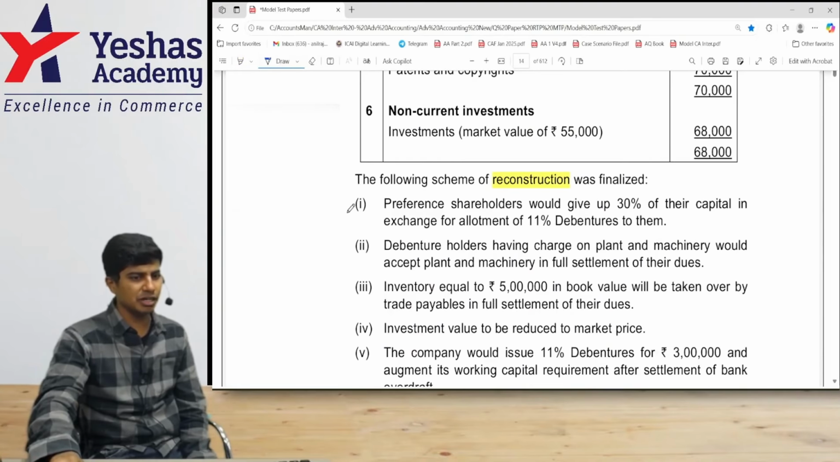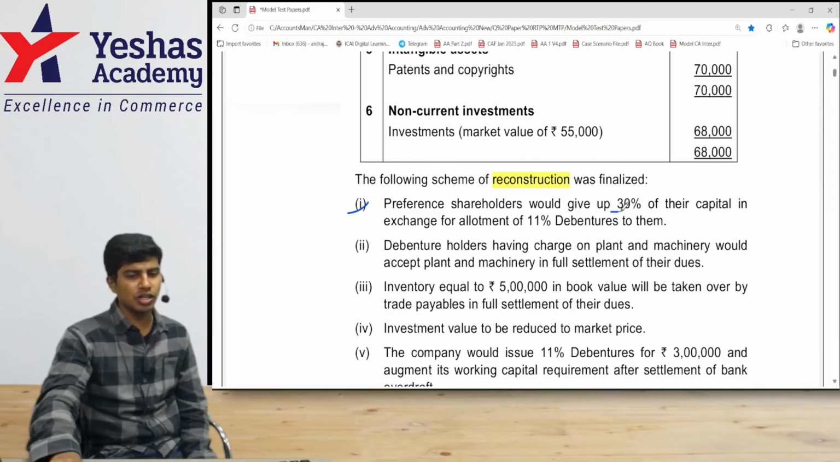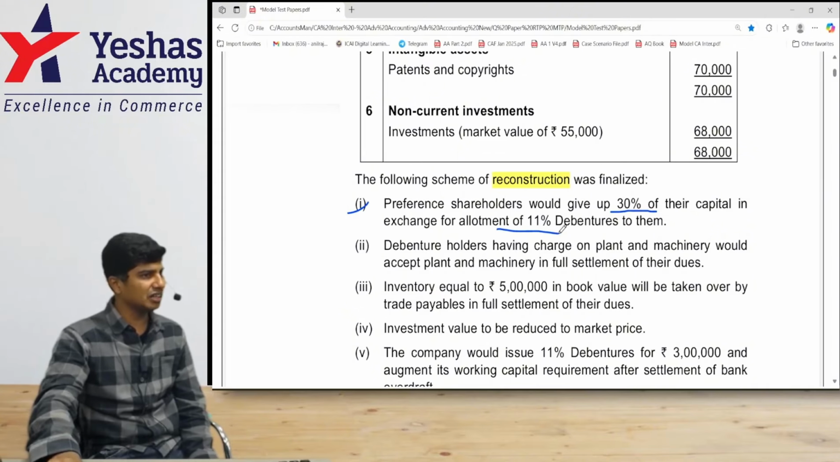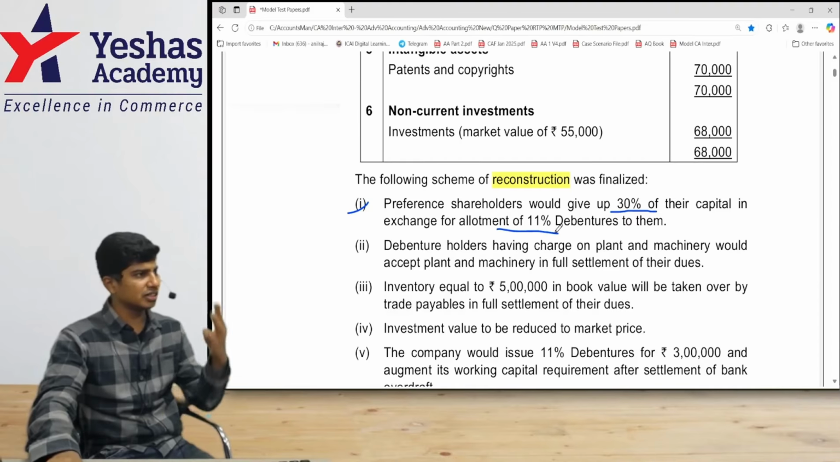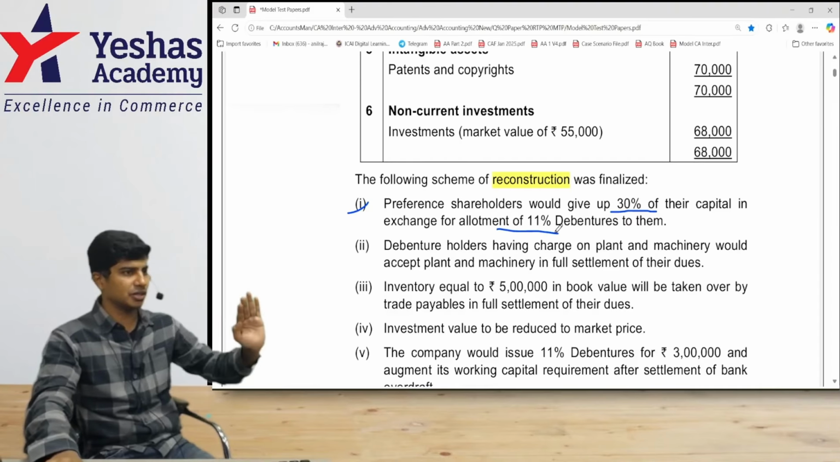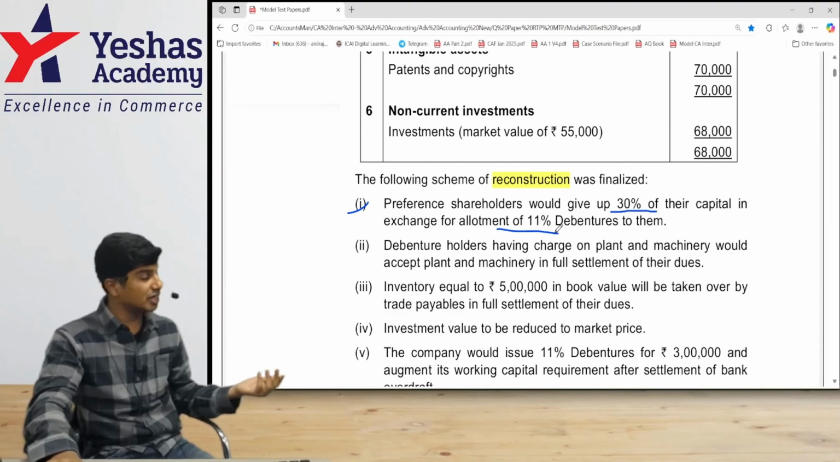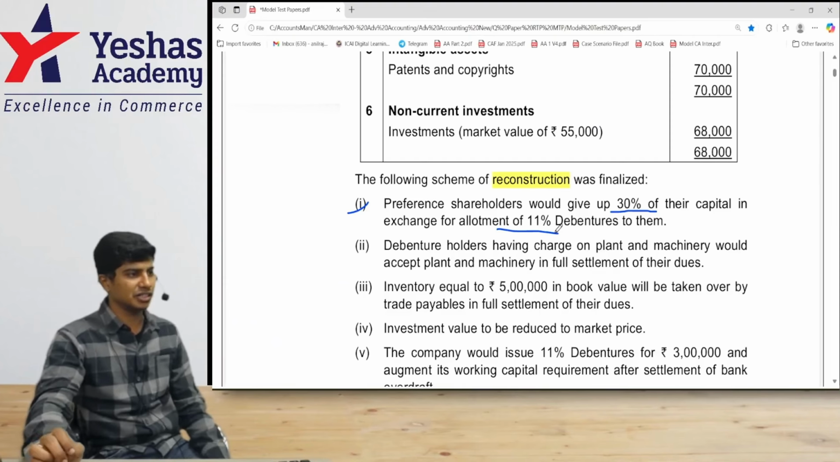Start with the first adjustment. What's happening in adjustment number 1? Preference shareholders would give up 30% of their shares in exchange for allotment of 11% debentures to them. Little tricky. If you read slowly, you understand how much money you owe to preference shareholders. Of that, 30% goes to the capital reduction account. The balance amount, whatever is there, will be settled by giving them 11% debentures.